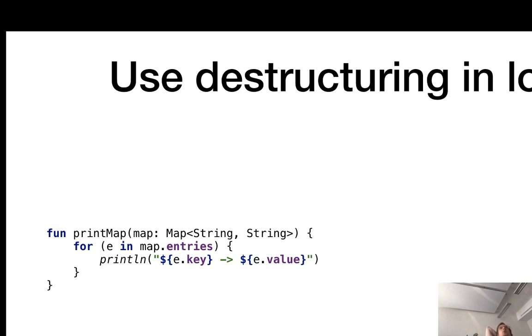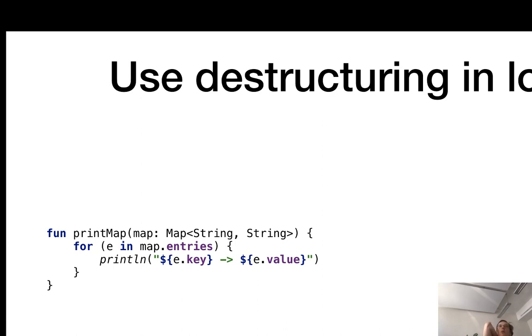The next thing that I'm going to show is destructuring. Destructuring is a feature that allows you to declare multiple variables and initialize them with components of something. I will show some more examples of how this can be used later. And in this example, the components that I'm referring to are the key and the value of the map entry.